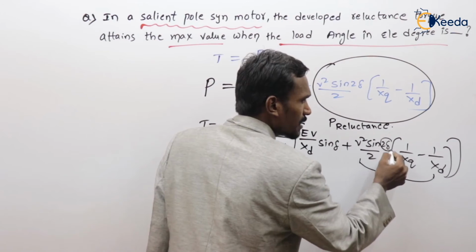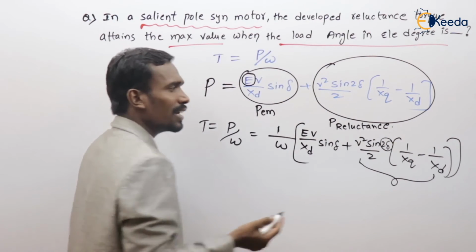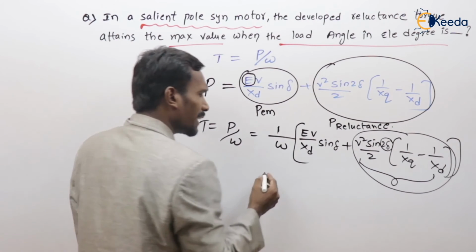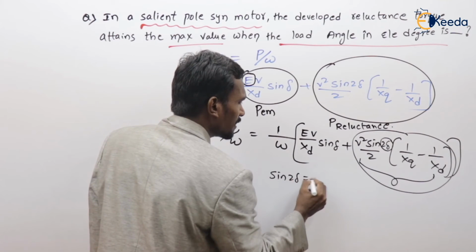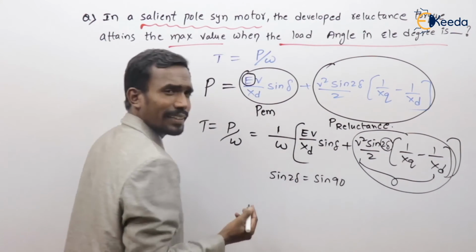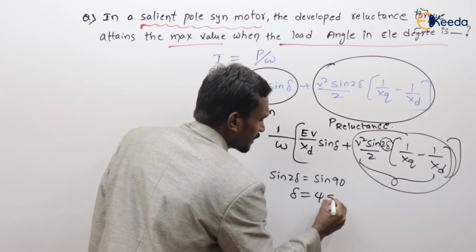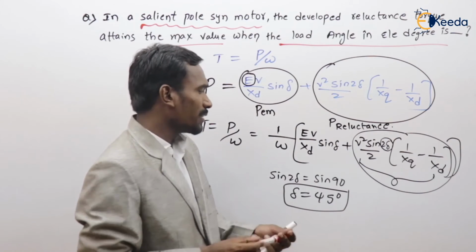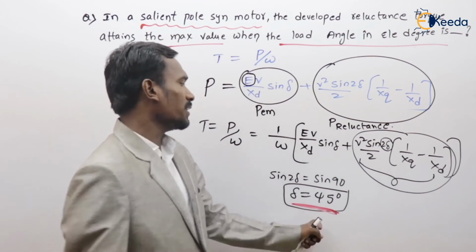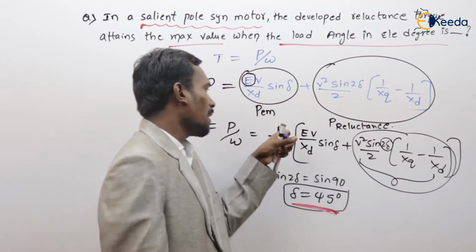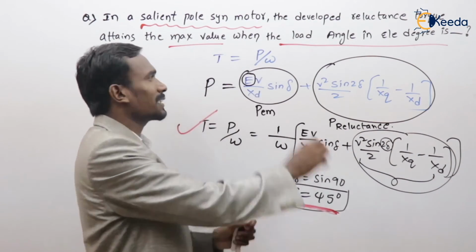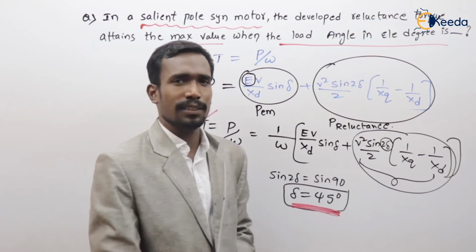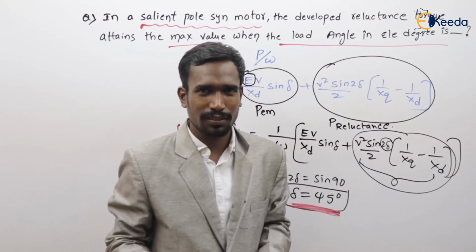When the load angle gives sine 2 delta equal to sine 90, then this value is the maximum value. If we get sine 90, the delta should be 45 degrees. When delta is 45 degrees, we get the maximum power, and by omega, the maximum torque. So what is the answer? 45 degrees. When delta is 45 degrees, we can get the maximum reluctance torque.